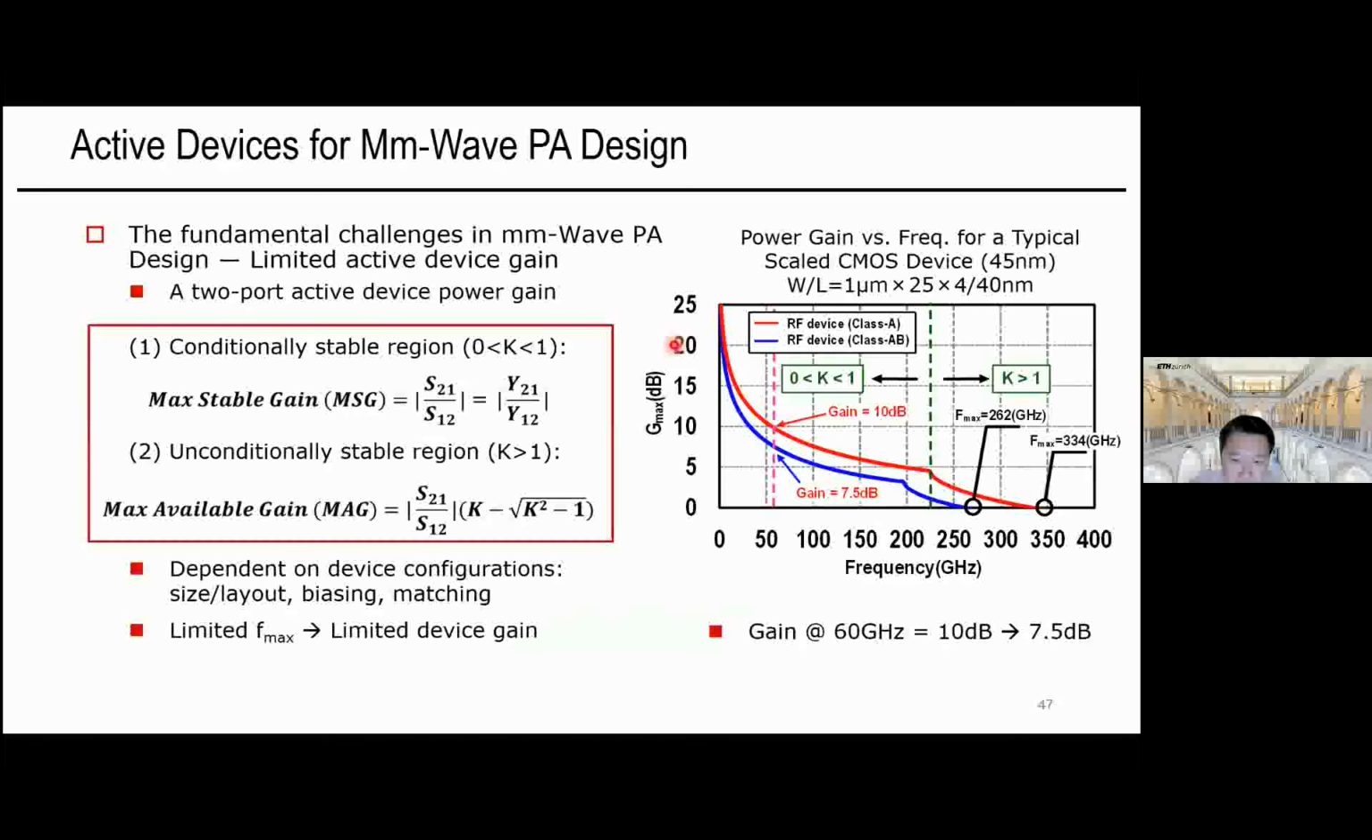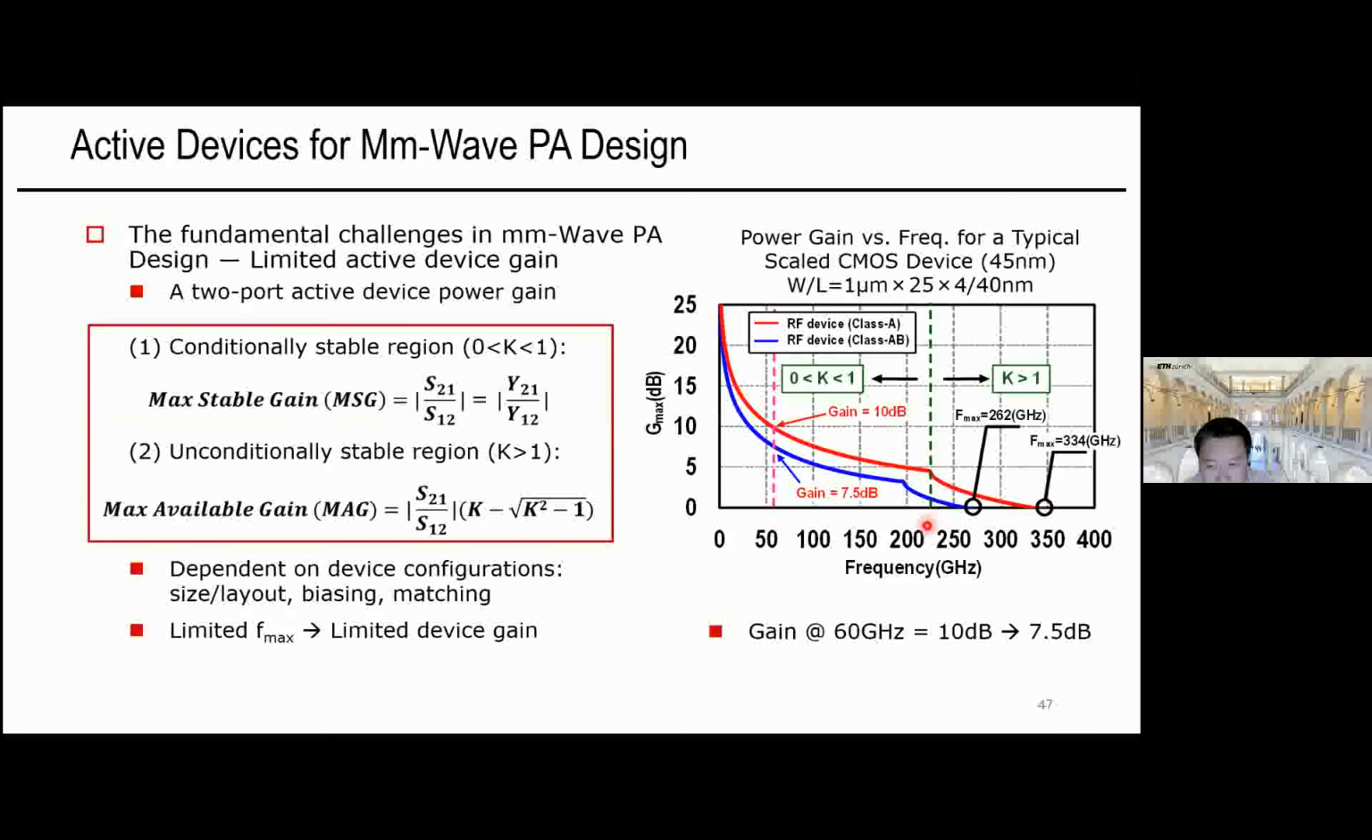Now, when we are talking about higher frequency, we need to consider additional effects, in particular the device gain and the device frequency. Right, this is because the fundamental challenge for these high millimeter-wave PA designs, and the device gain is one of the biggest limitations, right? For example, for a 2-port active device, its small signal power gain can be expressed as follows. We know that for lower frequency, probably until the stability inflection point, the stability factor K is less than 1, so the device is not unconditionally stable. Therefore, we have to use the definition of maximum stable gain, called MSG.